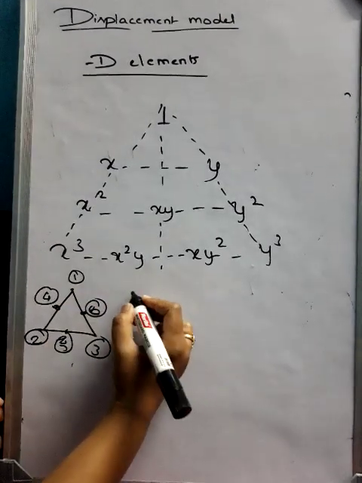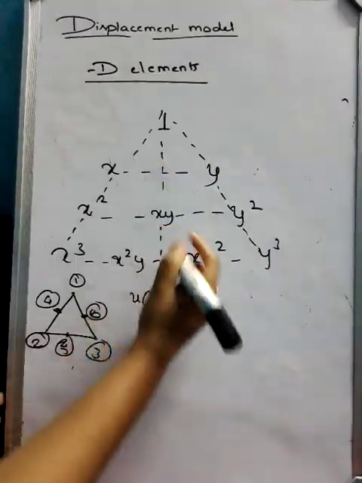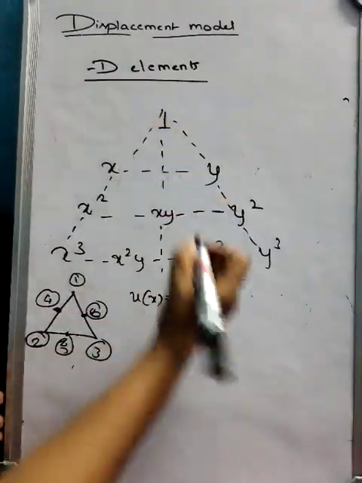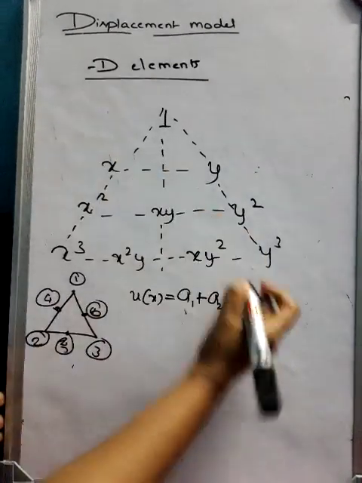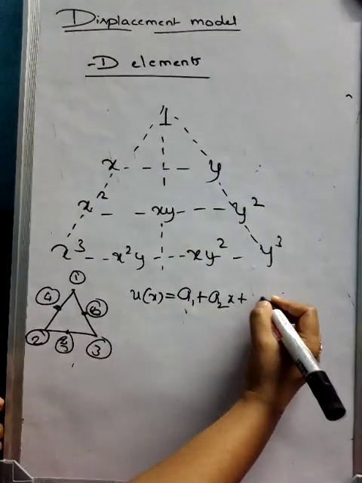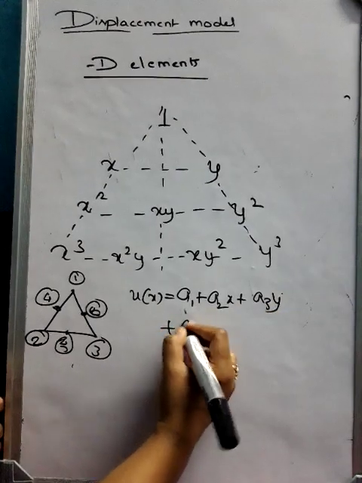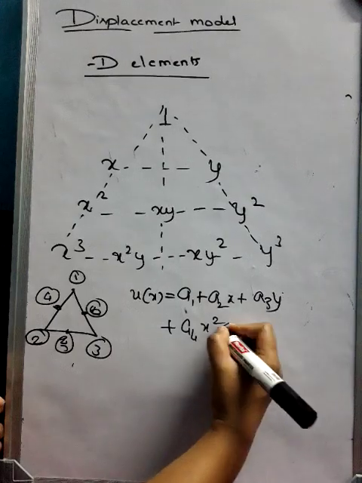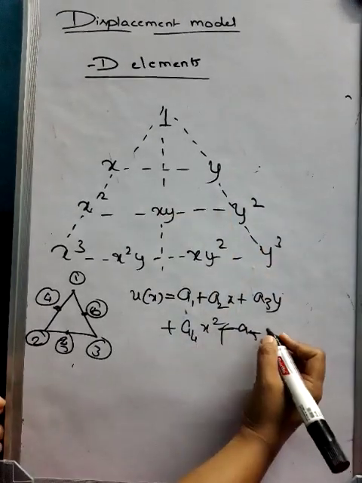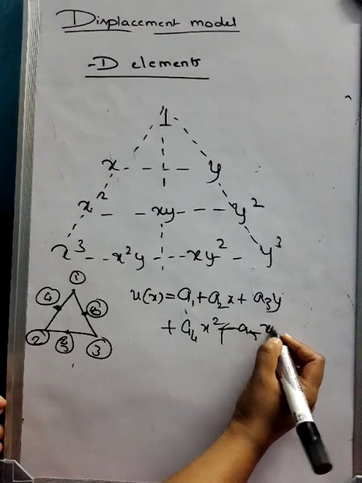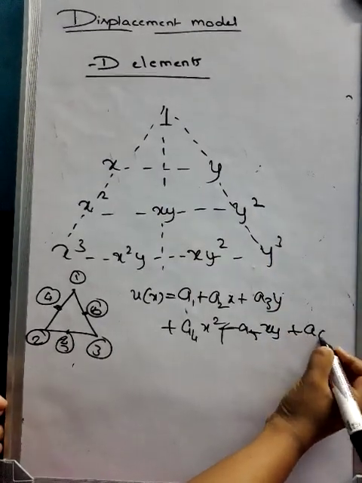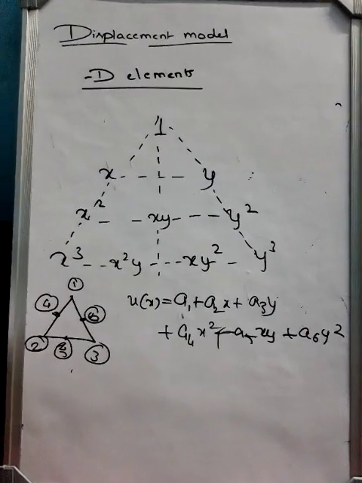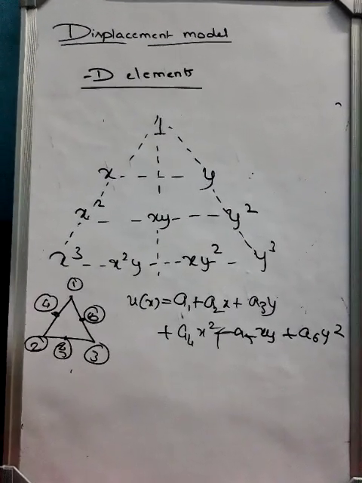Now how you will write u of x is equal to, that means 1, that is a1 into 1 plus a2 into x plus a3 into y plus a4 into x square, then a5 into xy, then plus a6 into y square. So this is how we are going to write for the 6 noded triangle element.